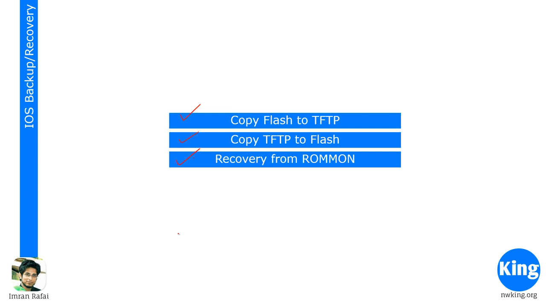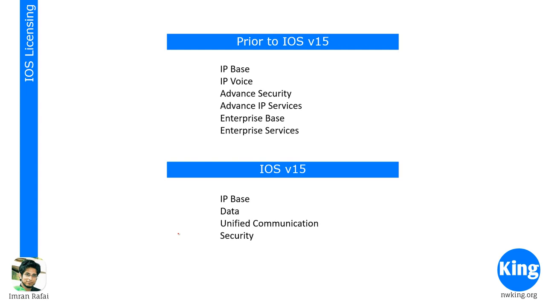How do we do backup, and how do we recover if there's no operating system at all? Next, we're going to talk a little bit about IOS licensing. Now, prior to IOS version 15, that was I think 12.4, from 12.4 they directly jumped to IOS 15. Don't ask me why, but that's what they did.